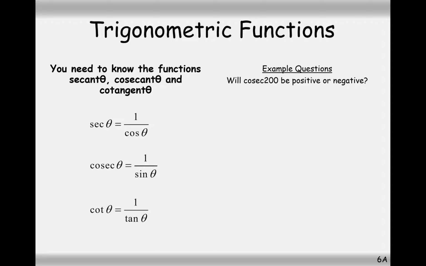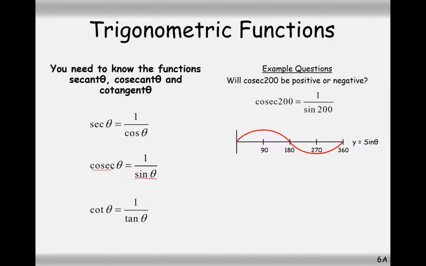Let's go through a few basic questions just to get us started with how we use sec, cosec and cot. The first question is, will cosec of 200 be positive or negative? Well, cosec is the function that refers to 1 over sine. So 1 over sine of 200. What is sine of 200? Sine of 200 looks to be negative, so 1 over something negative will also be negative, so it is negative.